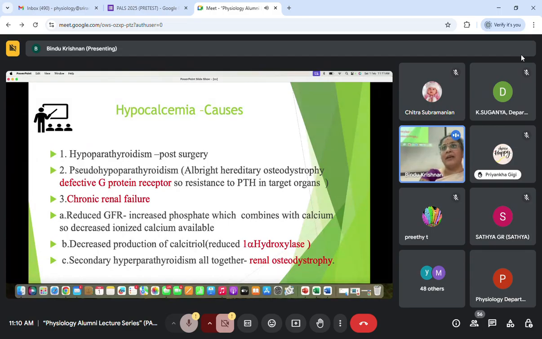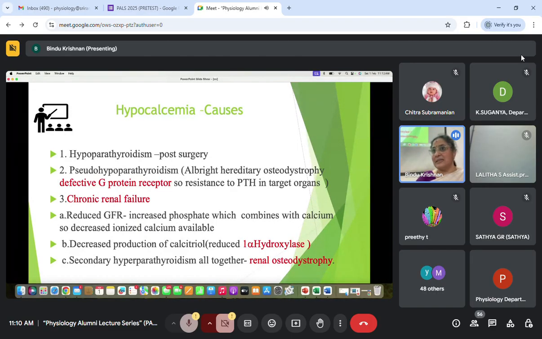But the most common clinical scenario you will relate to is what happens in chronic renal failure or CKD, right? In CKD, the first thing happening is a reduction in GFR, glomerular filtration rate. Whenever there is a reduction in GFR, my phosphate metabolism also goes for a toss. My phosphate is not excreted properly. So because of reduced GFR, I have increased phosphate. We have already seen this increased phosphate can combine with calcium, so it decreases the availability of ionized serum calcium. So that is one thing.